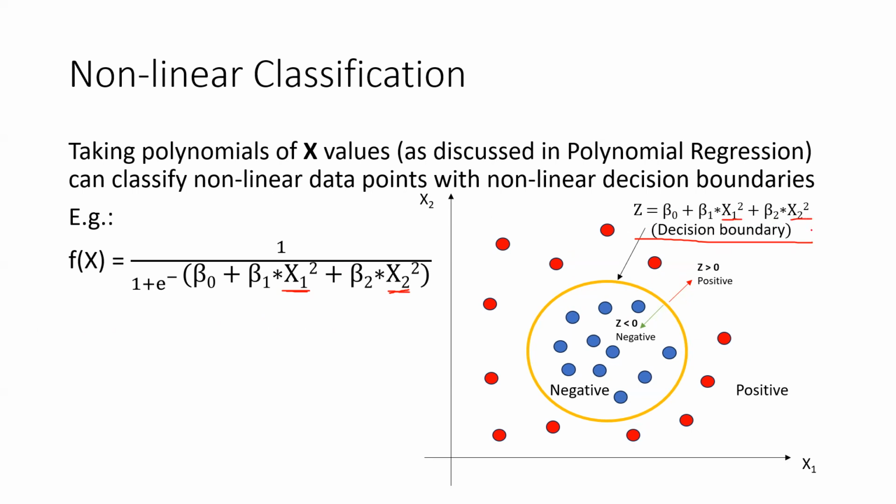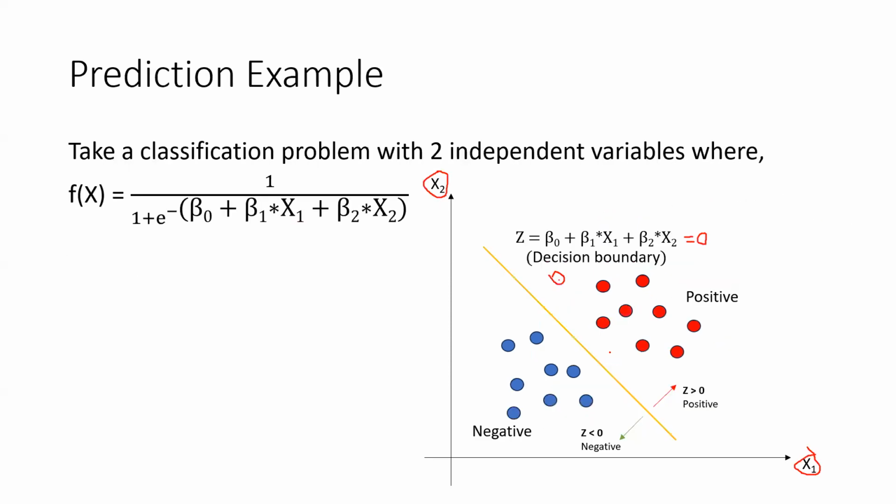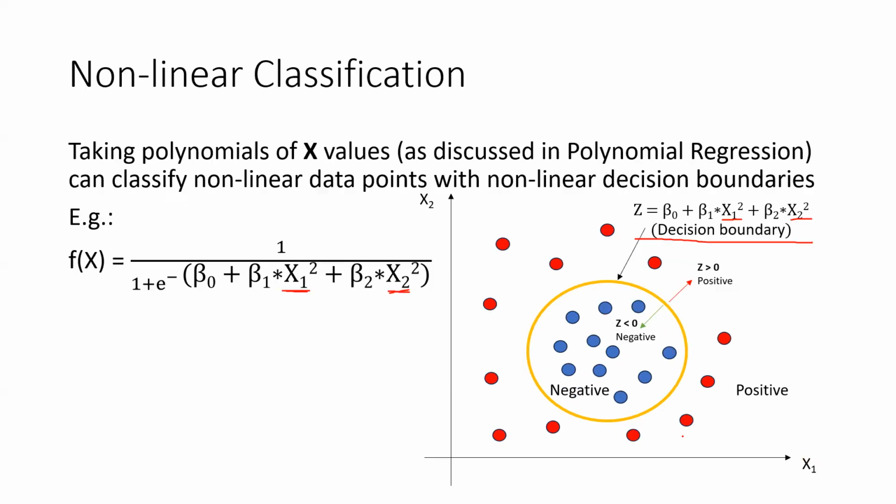polynomials instead of x values directly in this z formula, into this z value. When calculating this z value, we have used x1 square and x2 square instead of x1, x2. If we had used x1, x2, you would get a line like this. Because you have used these squares, you get a nonlinear decision boundary. Now you can classify nonlinear relationships in the classes.